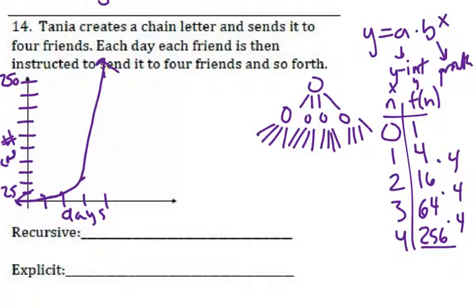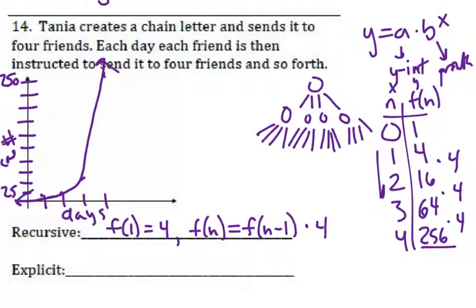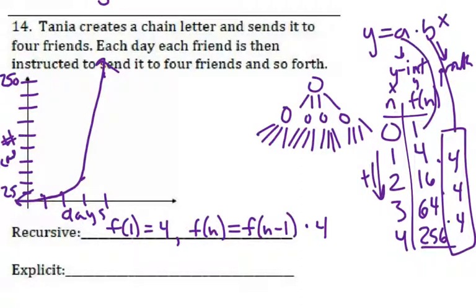So there we go. Now our recursive. Well, where did we start out on day 1? We started at 4. What are we doing? To get the next term, we're taking the previous term and we are timesing it by 4. Okay, so what's our growth? Well, this is going up by 1, so our growth is timesing by 4. That goes right here in the B part. Where did we start? Where's our y-intercept? It's at 1, so it's f of n equals 1 times 4 to the n.